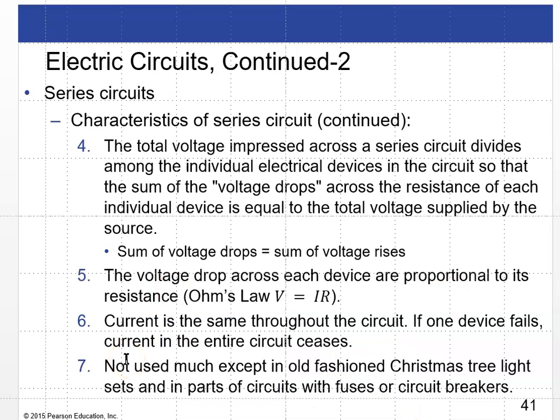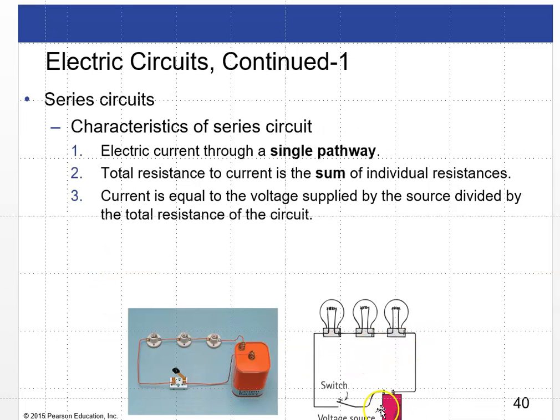Okay, the voltage drop across each device is proportional to the resistance. V equals IR, what I call VIR. The current is the same throughout the circuit. So in other words, you look here, there's no place else for it to go. So this current here is the same as that current there, is the same as that current.